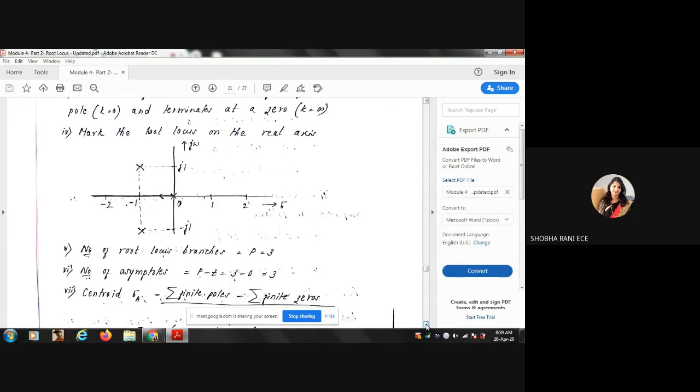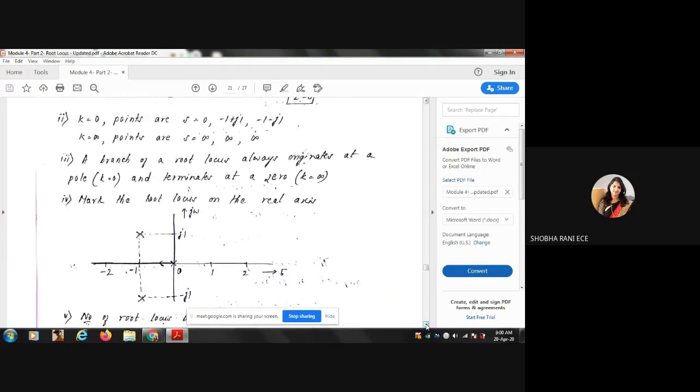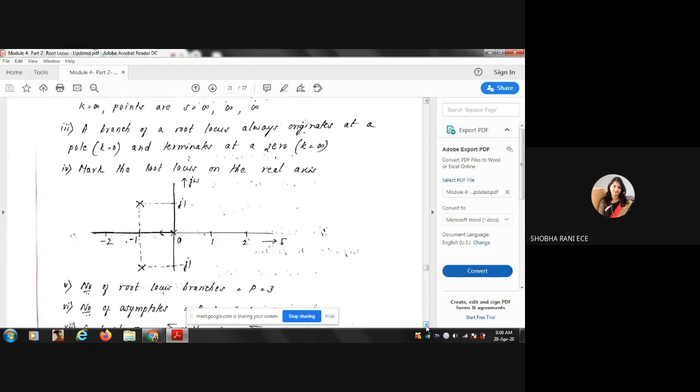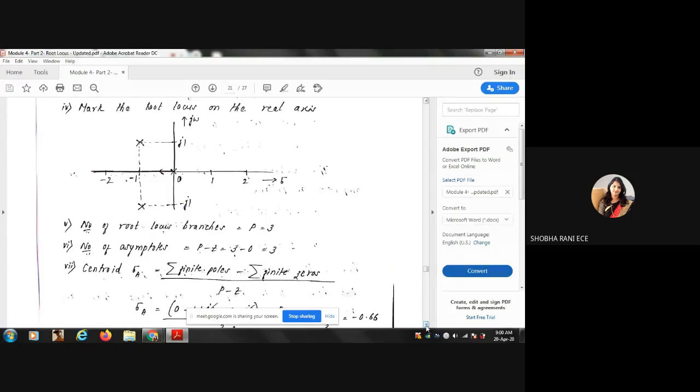Next point, number of asymptotes. As I said earlier, for this problem, in the second step we have written 3 infinity terms because we don't have any finite zero. Therefore, the number of asymptotes is equal to 3. How did we get this 3? It is nothing but the number of poles minus the number of zeros. The number of poles is 3, the number of zeros is 0. So 3 minus 0 is 3.